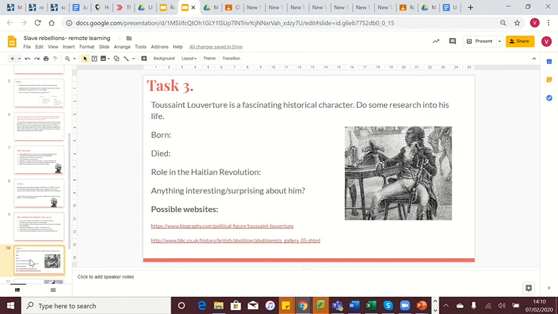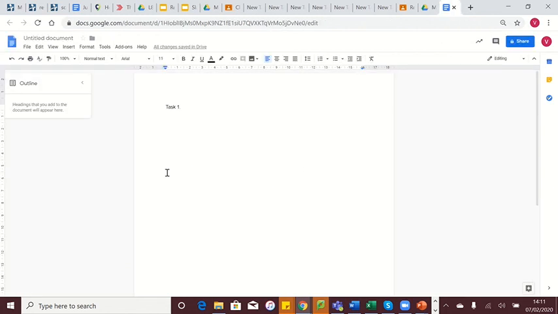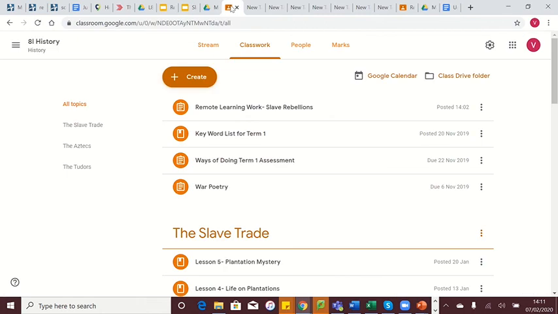So what I would like you to do, the next task, is he's really a very fascinating character. So I'd like you to do some more research into his life. So focusing on when he was born, when he died, what was his role then? Why is he so important? And really anything interesting or surprising that you can find about him. Some possible websites have been listed here that you could always use. Again, obviously, you're writing this information on the Google Docs here.